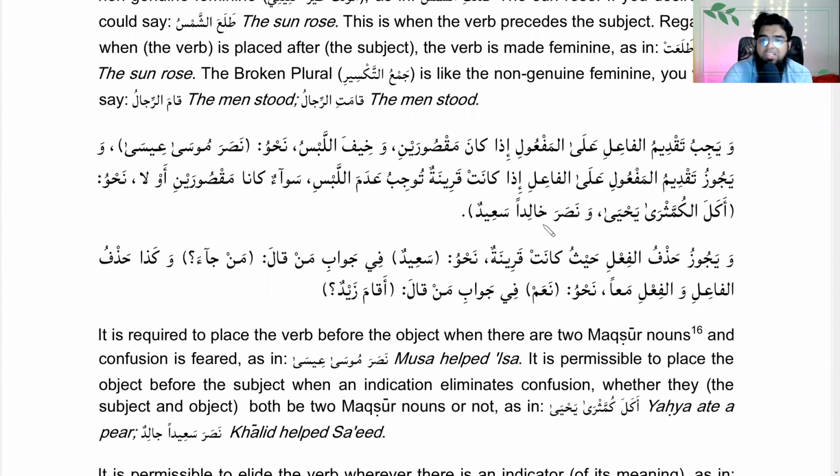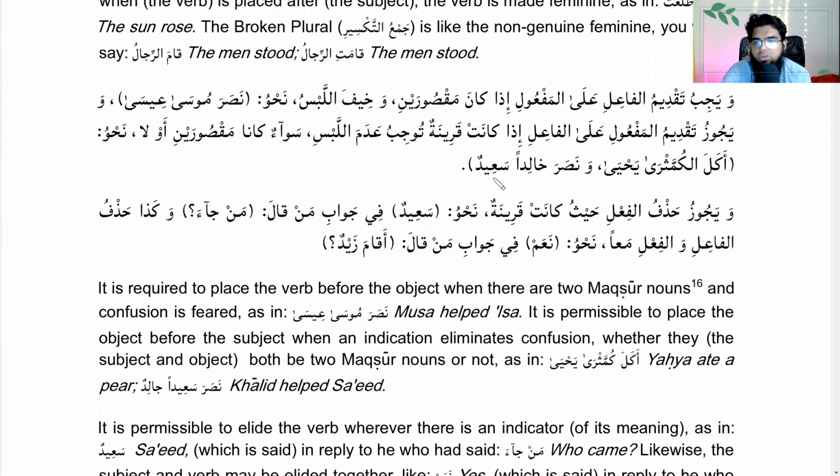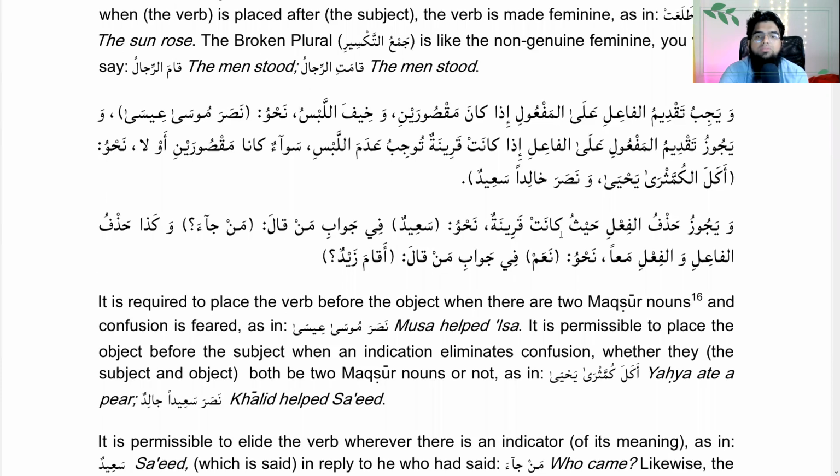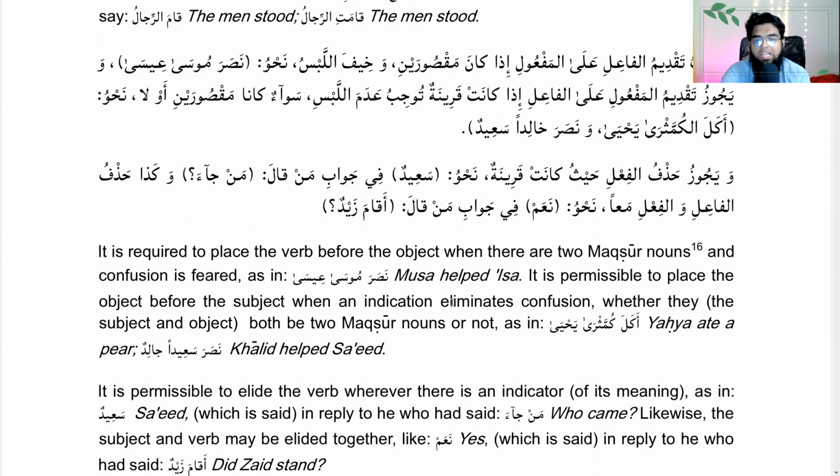ونصر خالدا سعيد. Here it is not maqsoor, so he gave an example of not maqsoor also. Sa'id helped Khalid. Everything is fine here. We can see who helps who, and we can see the endings. So he's talking about the order. Generally, any order is fine unless it is Musa, Isa or a maqsoor noun. There you have to put the correct order: verb, subject and object. VSO. Very simple order: fi'l, fa'il, and maf'ul.